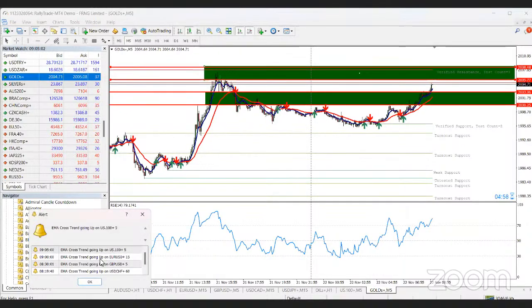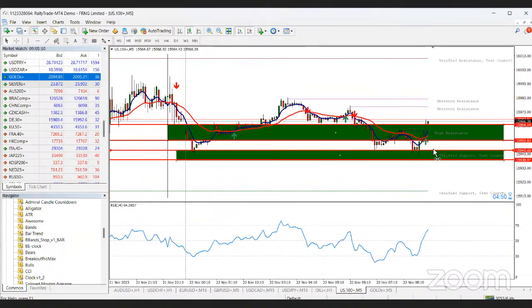So you can see my cross signal is telling me that the EMA cross trend is going up on US 100, 5 minutes. That's why you need this signal. This indicator is going to give it to you. See, my signal has shown me. So most likely on US 100, price will go up to this untested resistance.